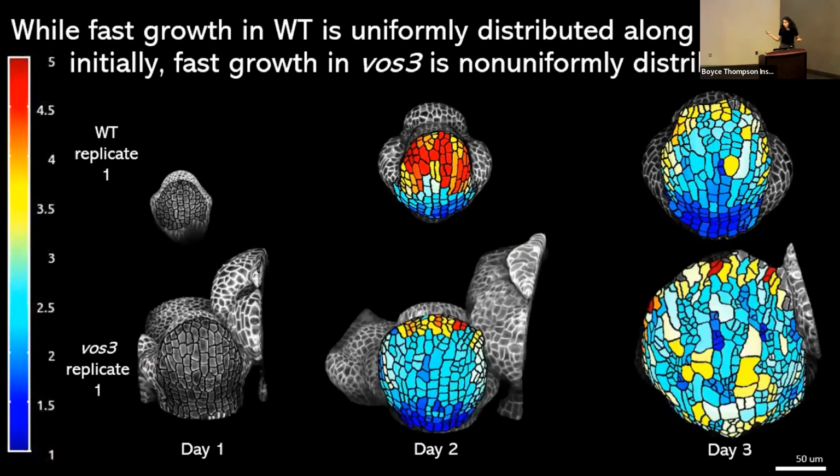Now, VOS3 is quite different. On day 2, there's less fast growth overall than we see in the wild type. And on day 3, the distribution of quickly growing cells is very different. They're scattered seemingly randomly throughout the sepal and not in the nice uniform pattern that we see in wild type.